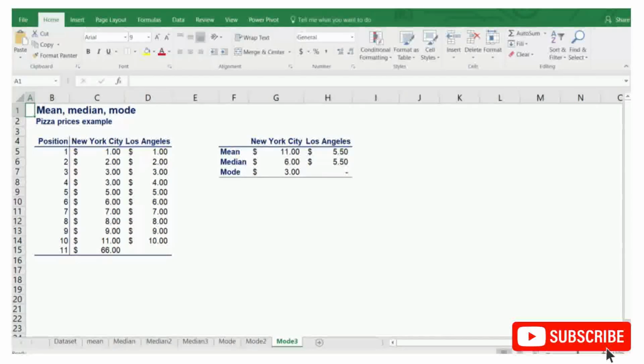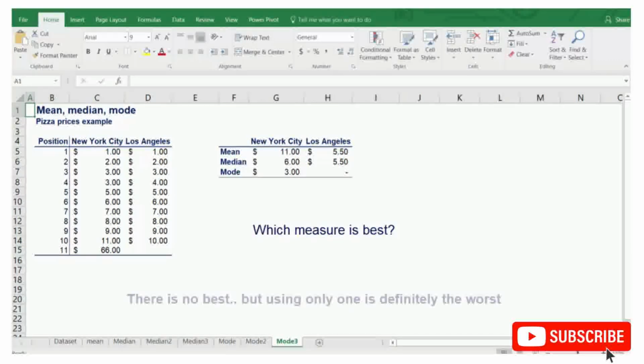There is one last question that we haven't answered. Which measure is best? The NYC and LA example shows us that measures of central tendency should be used together rather than independently.